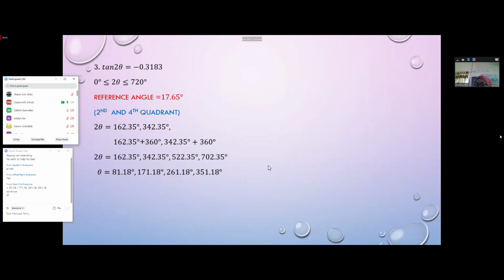Okay. Fourth question. Number 4. Sine theta over 2 equals 0.6289. Okay. Remember the steps, look at number 3. The steps: change the range, find the reference angle.